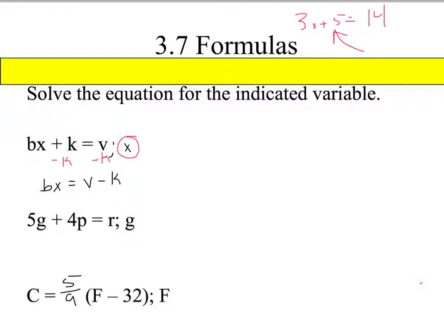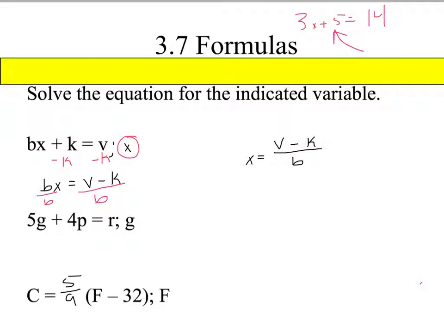Now I'm going to try to get x all by itself. So now I have bx. What is happening between the b and the x? Multiplication. So what do I have to do to get rid of it? Division. Divide by b. Remember, I have to divide the entire thing on both sides by b. I'm not just dividing the v by b, I'm not just dividing the k by b. I'm dividing everything on the right side of the equal sign. So my answer, I'm just going to leave as a fraction, v minus k over b. That is my answer. I just solved for x.